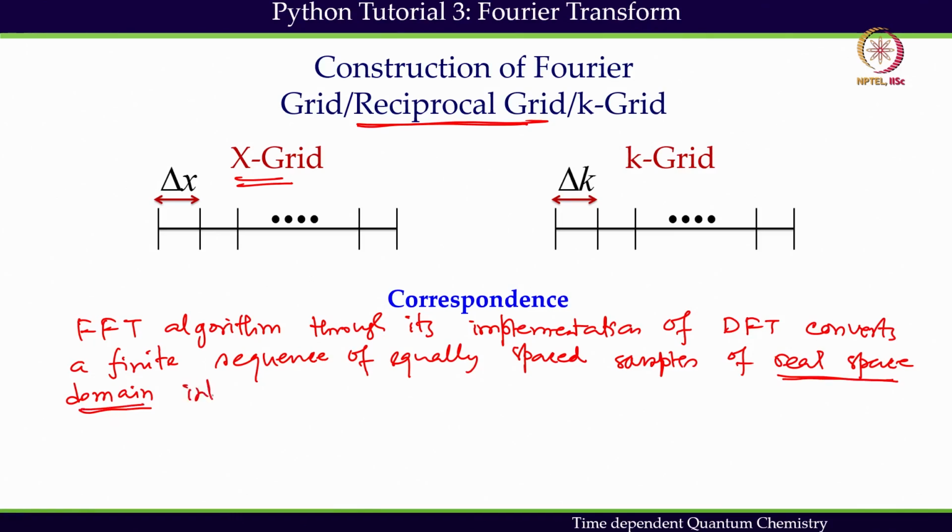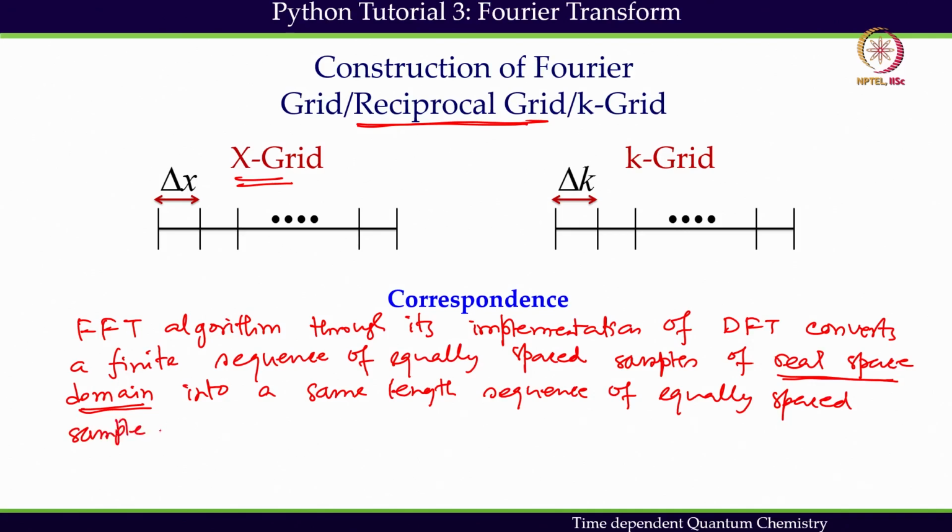into a same length sequence of equally spaced samples of Fourier domain. So, the number of elements should be the same.